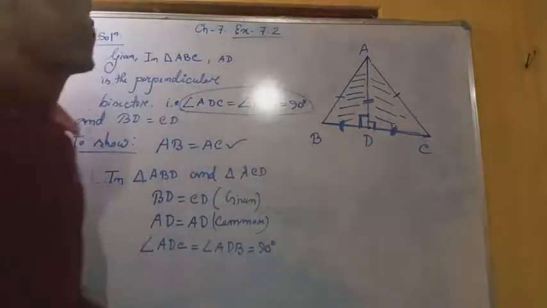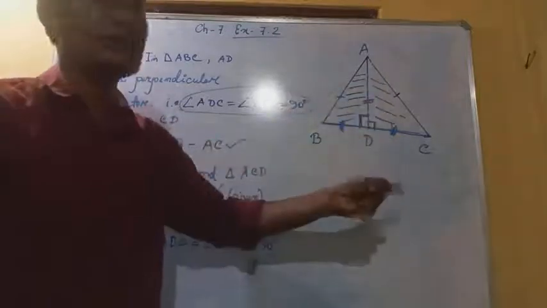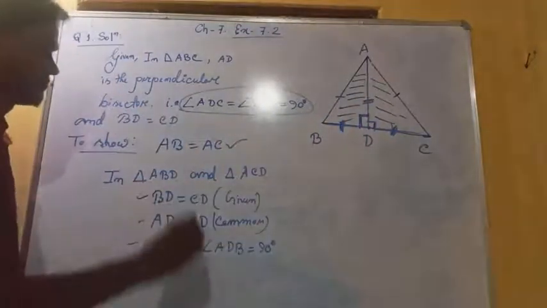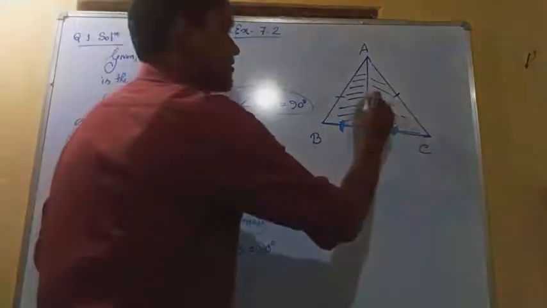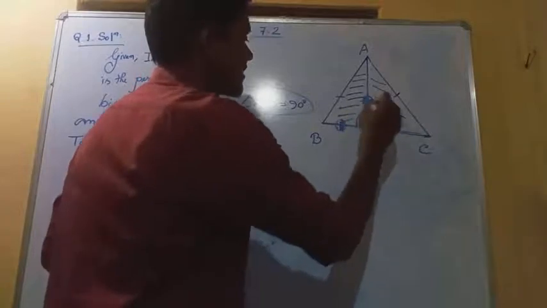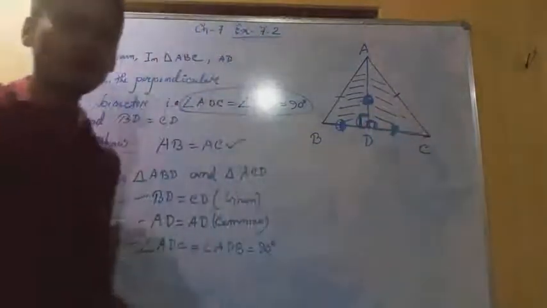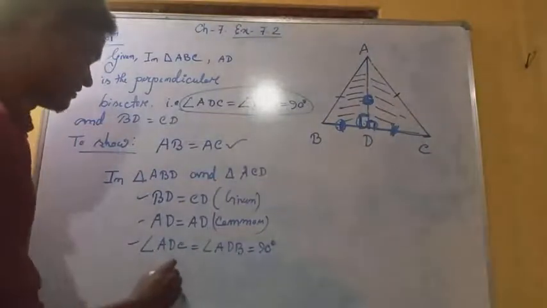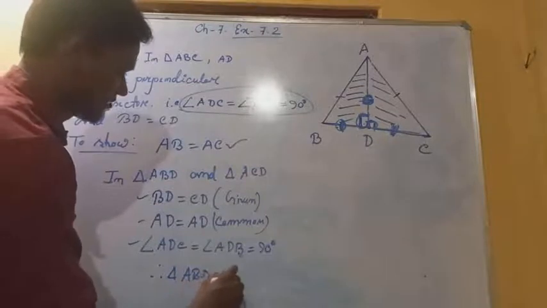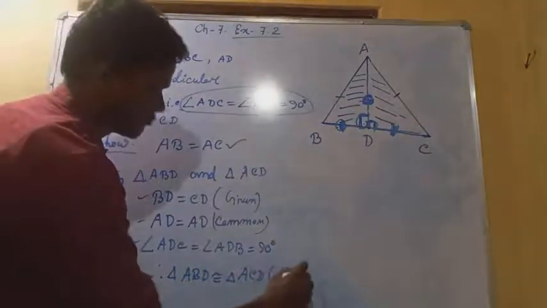Now look at the criterion that is fulfilled according to this figure. Here the criterion that I have used is side angle side, if I am not wrong. Look here: this is the side, this is the angle which is included, and this is the side. In this triangle also, this is the side, this is the angle, and this is the side. So the rule that I have used here is side angle side. Therefore I can write triangle ABD is congruent with triangle ACD. The rule I have used is the SAS rule.